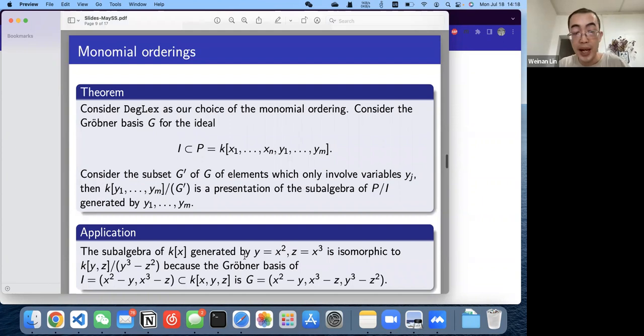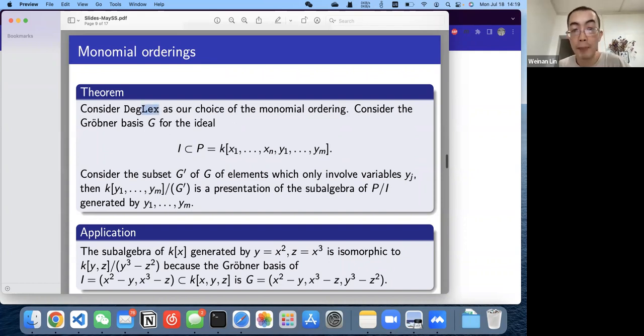And you may ask questions about monomial orderings, because the Gröbner basis algorithm depends on a choice of monomial ordering. And that's actually an advantage for us, because we can play with the monomial orderings. Actually, the use of different monomial orderings results in something useful. For example, let's consider the lexicographical ordering.